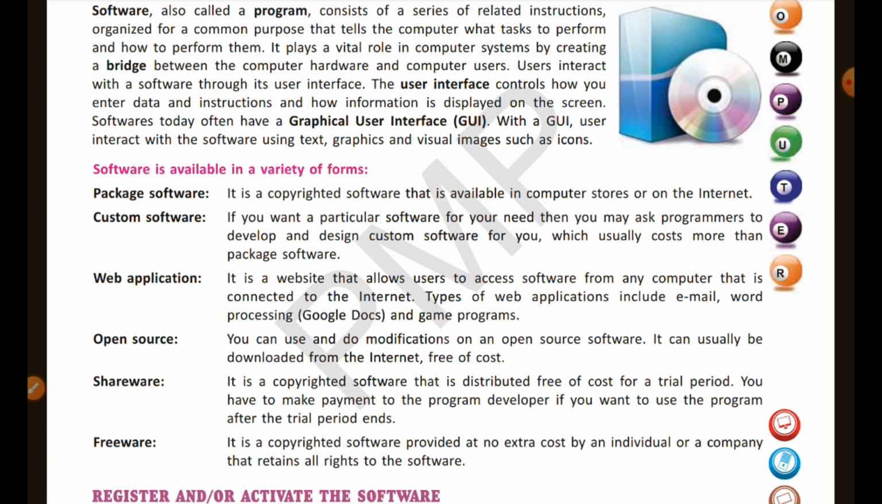Next is freeware. It is copyrighted software provided at no extra cost by an individual or a company that retains all rights to the software. Means these are opposite to shareware. These types of software are available for everyone free of cost.